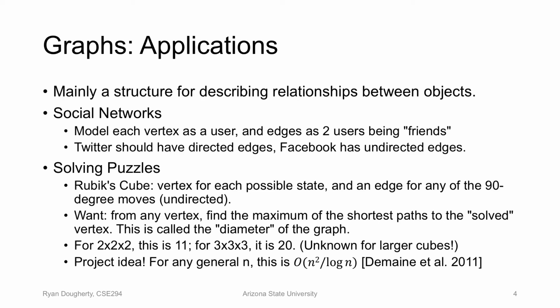So I want to know, among all possible non-solved vertices, what is their shortest path to the solved state? Among all of those, I want to take the maximum of them. So this is essentially saying, what is the one that requires the most amount of moves? And it happens to be 20 for 3 by 3 by 3. Does that make sense? Yeah.